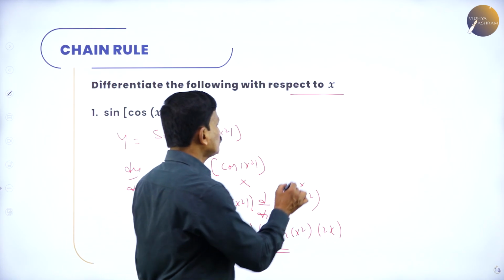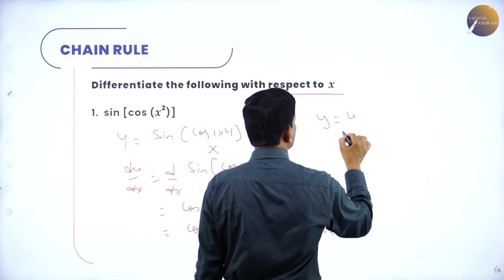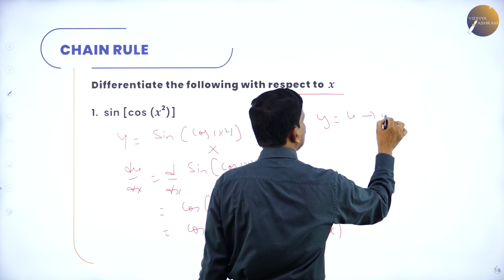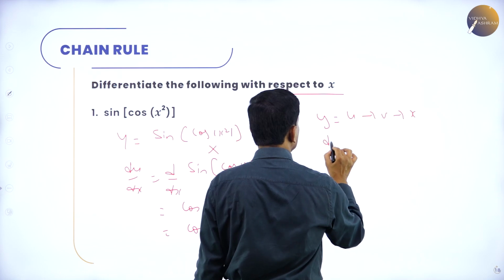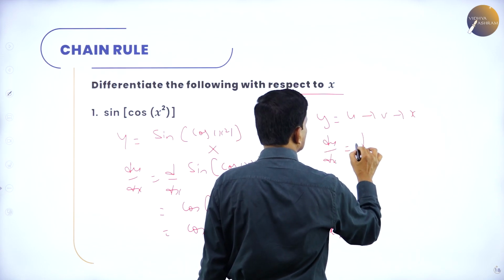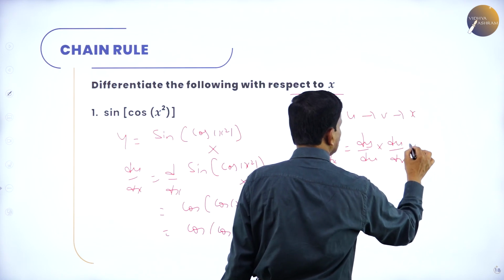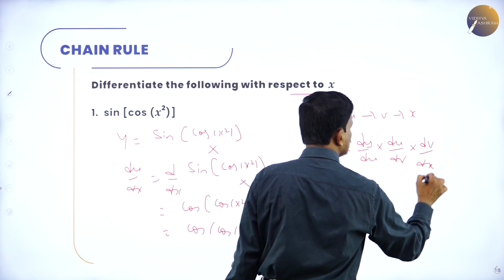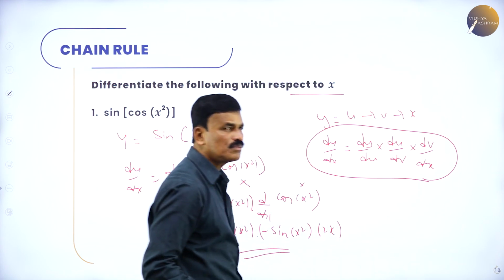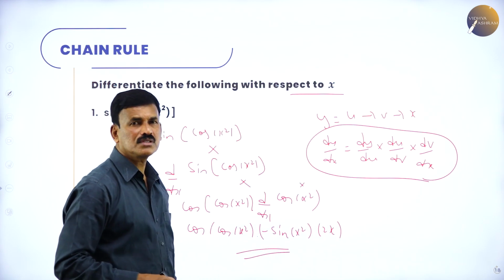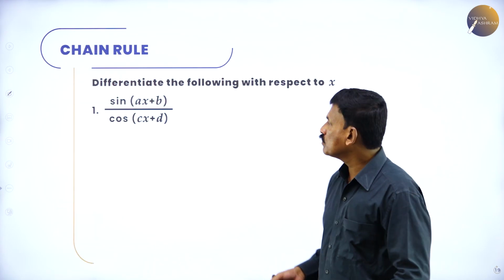So here y is a function of u, u is a function of v, and v is a function of x. Then dy by dx is equal to dy by du into du by dv into dv by dx. That is the composite form, the chain rule. That's it. Now let's take this problem.